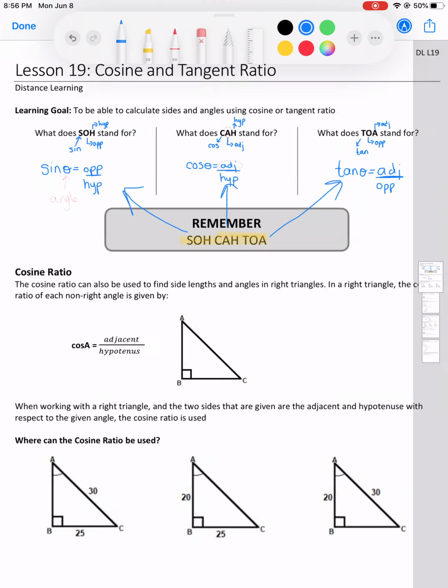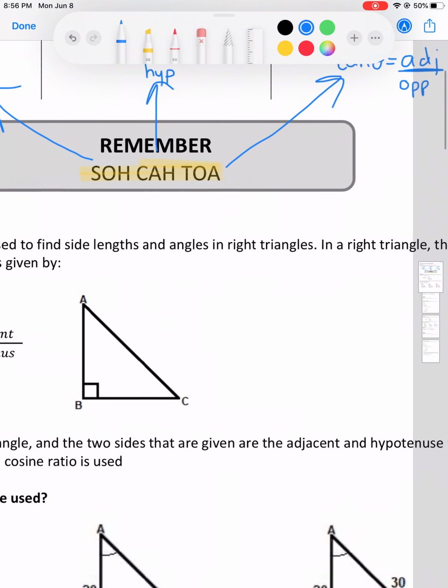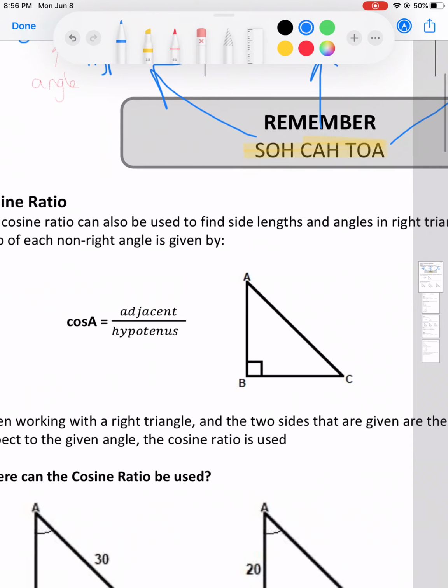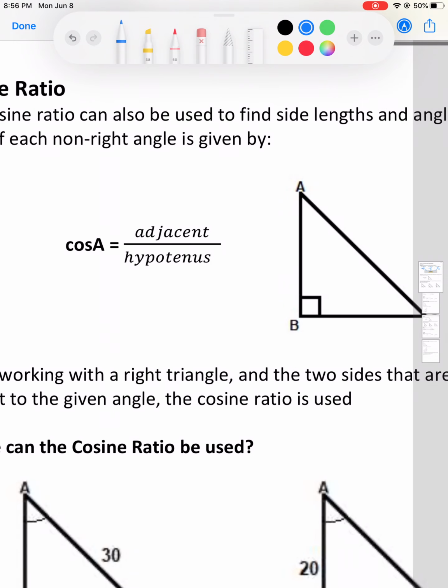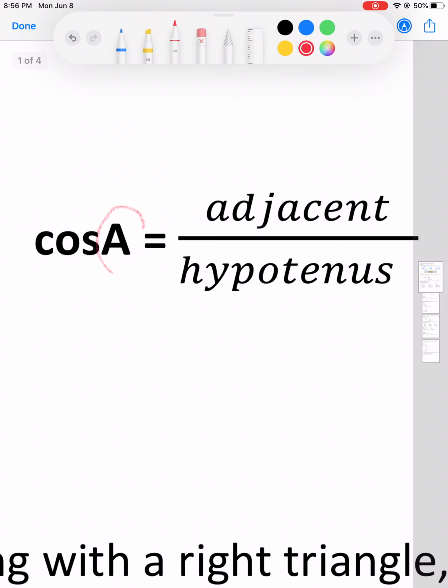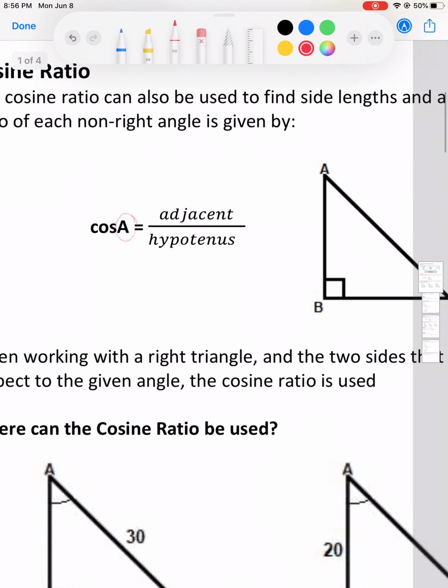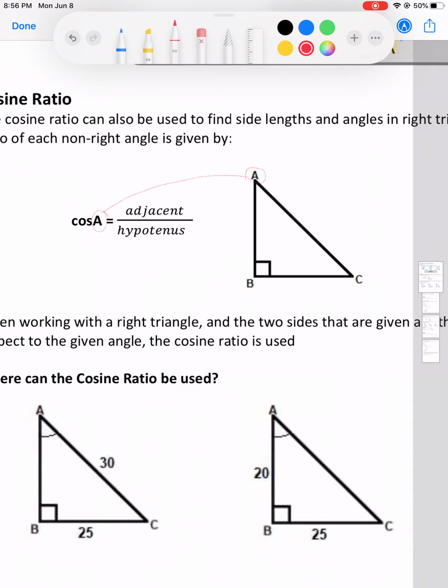Let's go. The cosine ratio can be used to find side lengths and angles in right triangles. In a right triangle, the cosine ratio for each non-right angle is given by cos A equals adjacent over hypotenuse. I spelled that wrong, I've got to fix that. In this example, the angle in question is my angle A. If this said cos B or cos C, that would be our angle in question. But because it says cos A, this is the angle we are looking at.